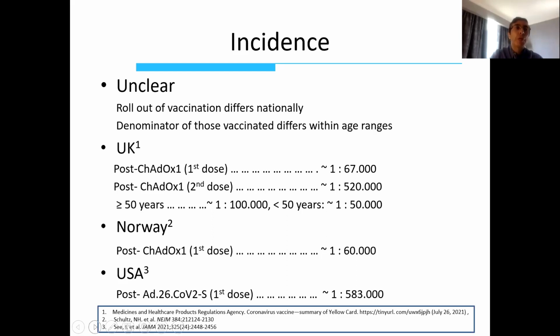If we were to break it down according to the age of the vaccine recipient, for individuals that are 49 years or younger, perhaps an incidence of around 1 in 50,000, and for individuals 50 or older, 1 in 100,000. In Norway, the initial reports were very similar to the general UK, 1 in 60,000, and in the US, for the Johnson & Johnson Janssen vaccine, 1 in 500,000. Next slide, please.